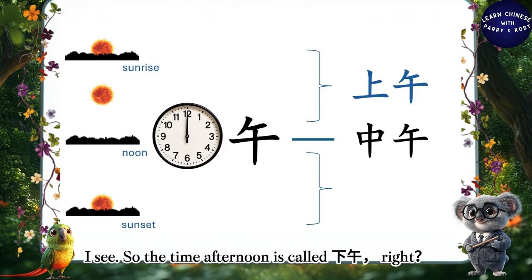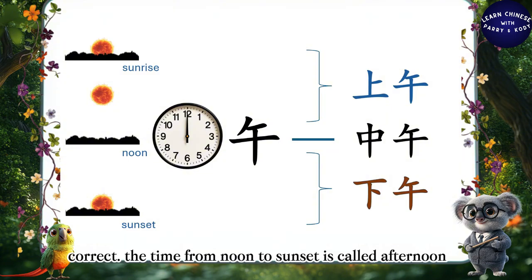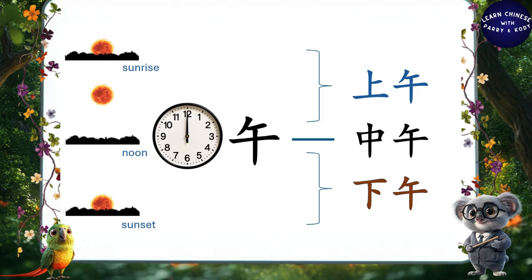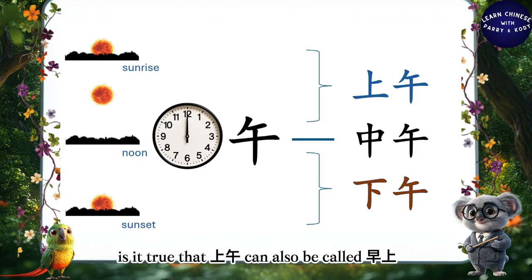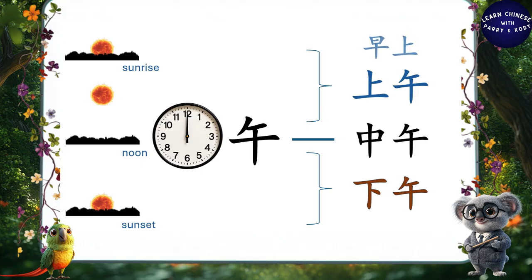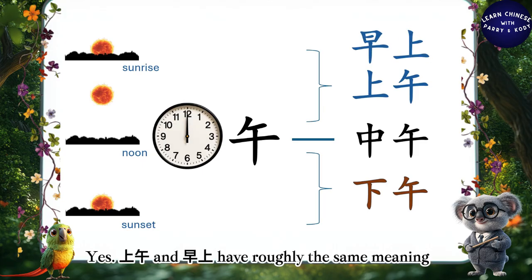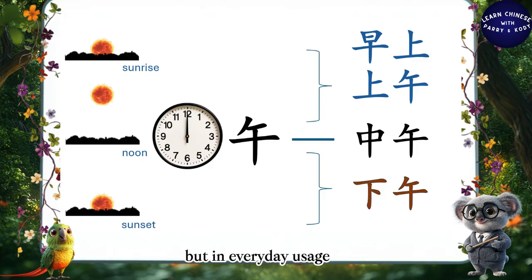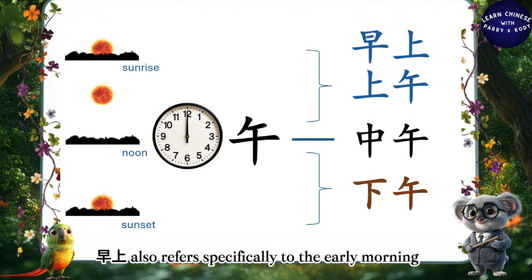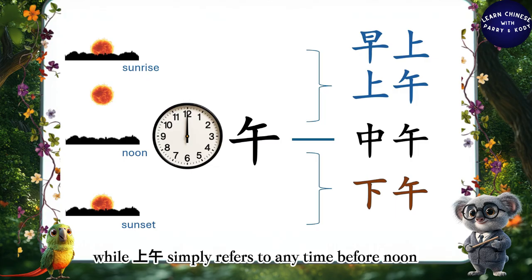Professor, I see. So the time after noon is called 下午, right? Correct. The time from noon to sunset is called afternoon. 下午. Is it true that 上午 can also be called 早上? Yes, 上午 and 早上 have roughly the same meaning, but in everyday usage, 早上 also refers specifically to the early morning, while 上午 simply refers to any time before noon.